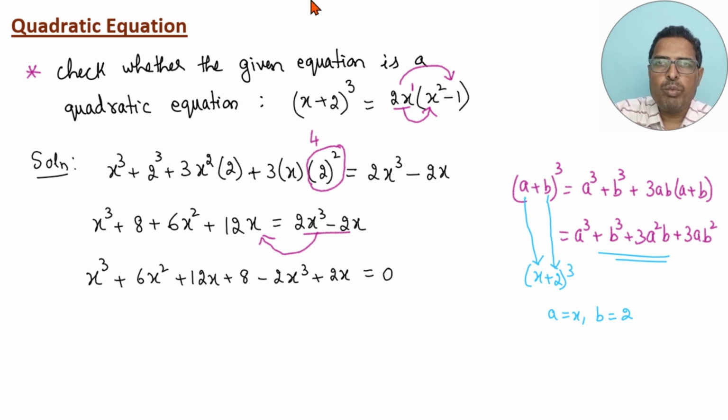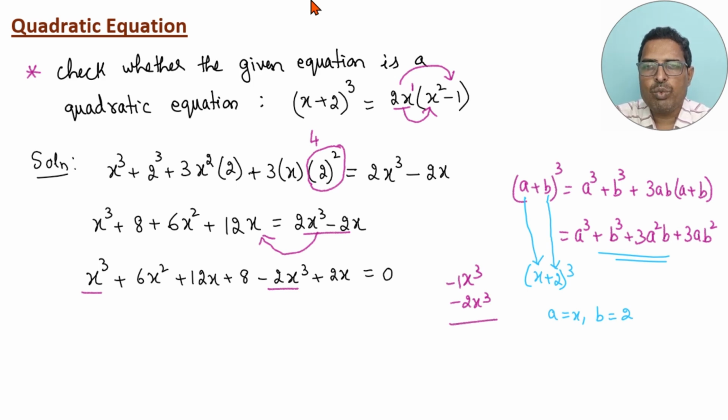We'll try to group the like terms. Here you have x cube and minus of 2x cube. So it is minus 1 times x cube and minus 2 times x cube. So minus 1 minus 2 will be how much? Minus 3 times x cube.